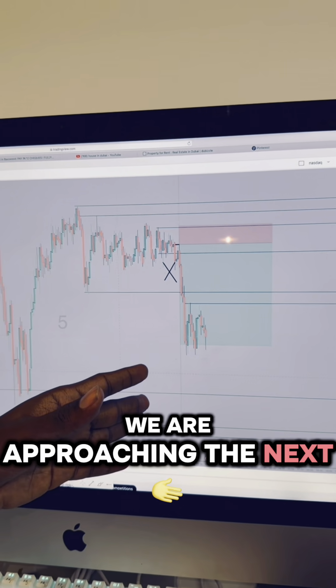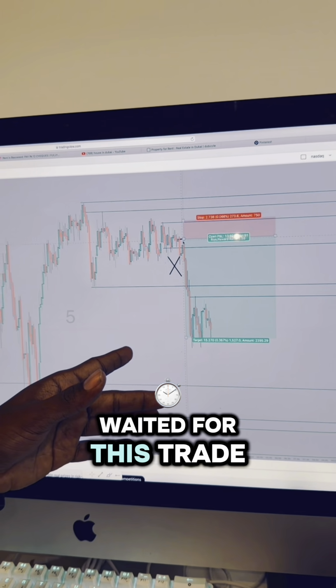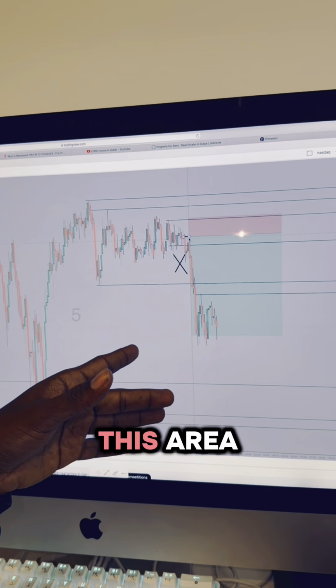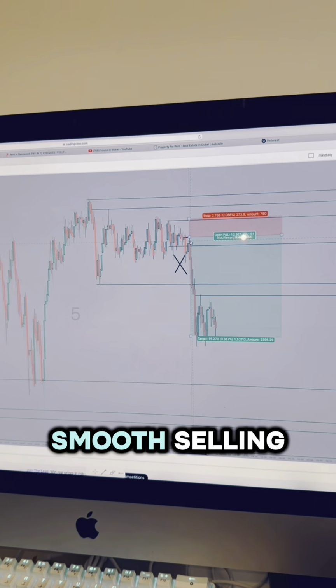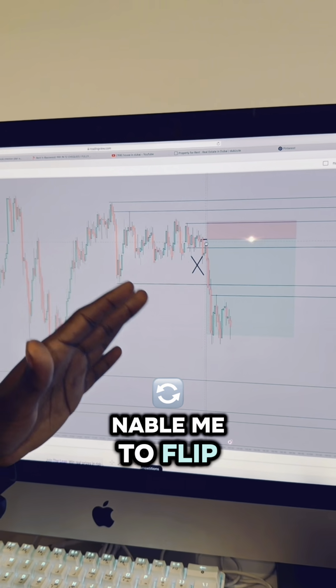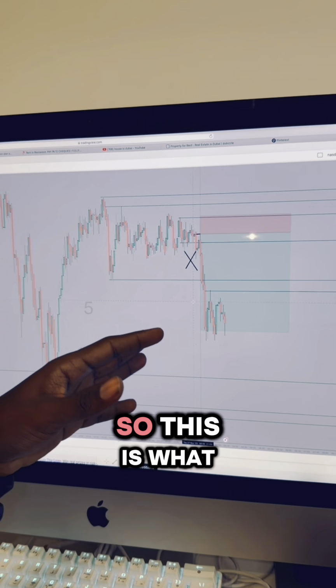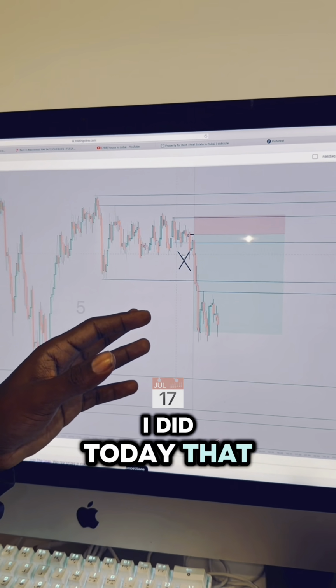We are approaching the next order block, which means if I could have waited for this trade to come and entered around this area, I would have had a smooth sell, which was going to enable me to flip maybe 300 to 2,000 or $1,000. So this is what I did today, that I did very wrong.